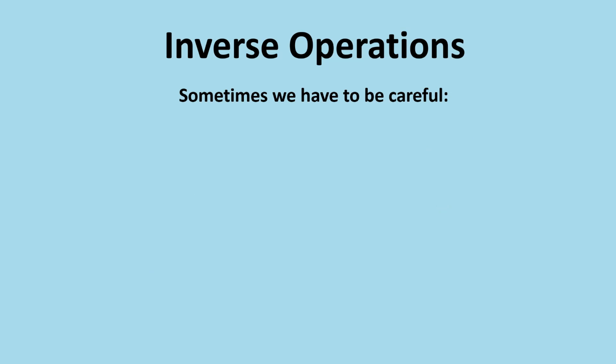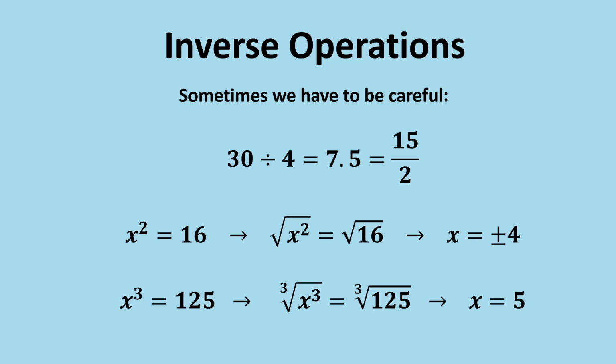As we learn more math, we find there are little things we need to be aware of when undoing mathematical operations. For example, we might get decimals or fractions when we're dividing, but the first real trouble comes when we learn to solve equations by taking square roots and cube roots. Why do we have to put a plus or minus sign when we take the square root, but not when we take a cube root?